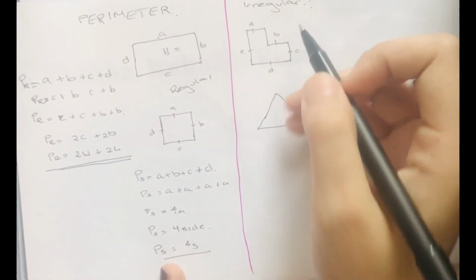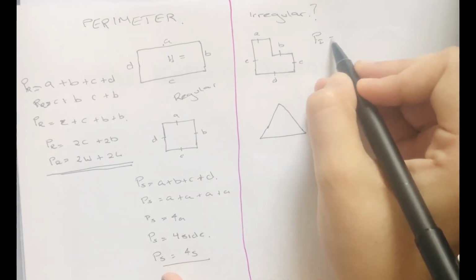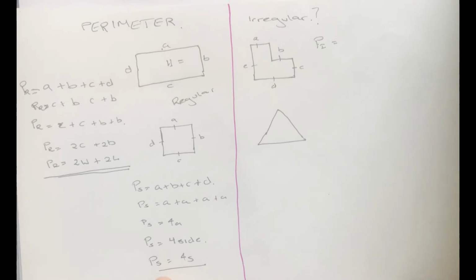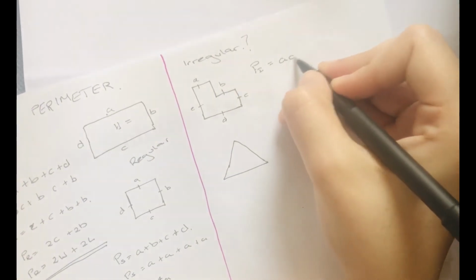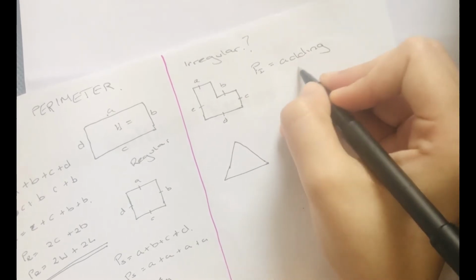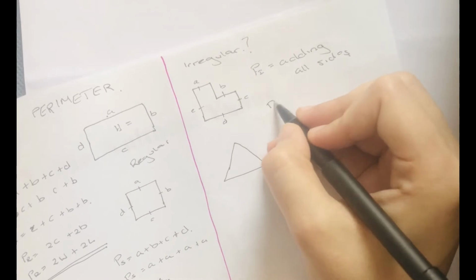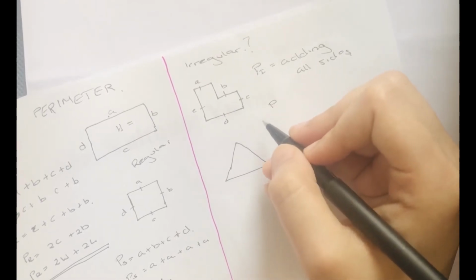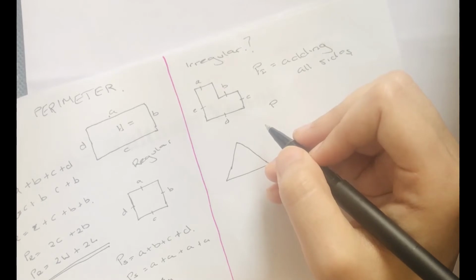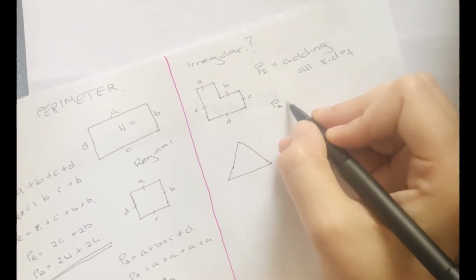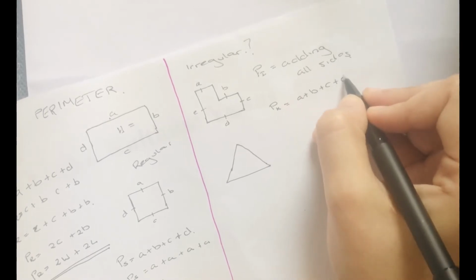So the perimeter of any irregular shape, let's write P, because the perimeter of any irregular shape is given by adding all sides. So the perimeter of this shape right here, I don't know what name to give it, let's call it K. So P of K is equal to A plus B plus C plus D plus E.